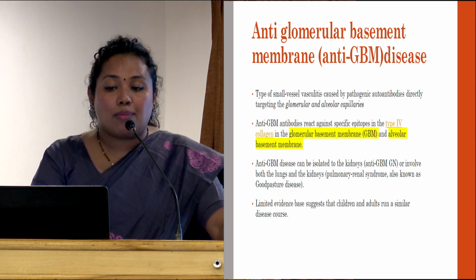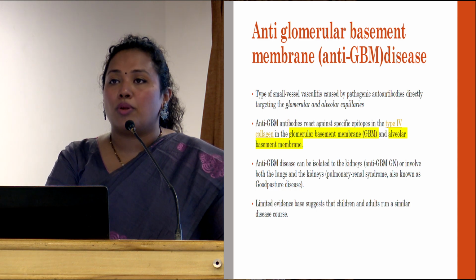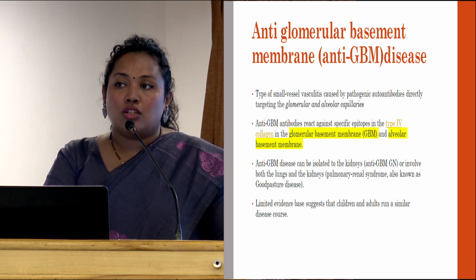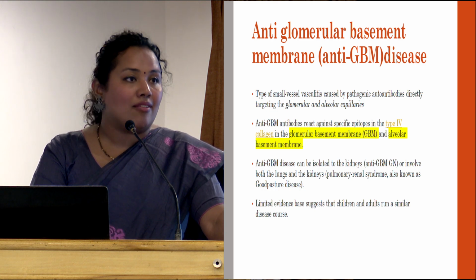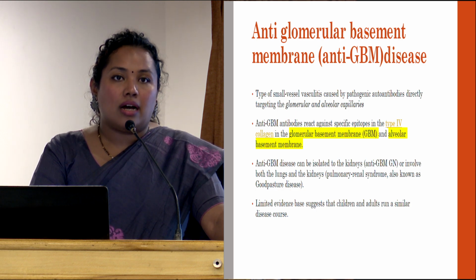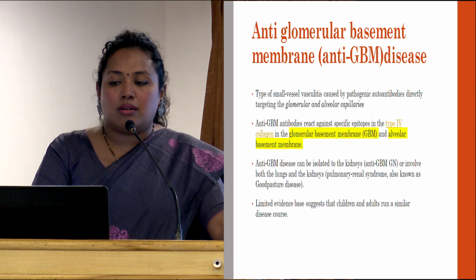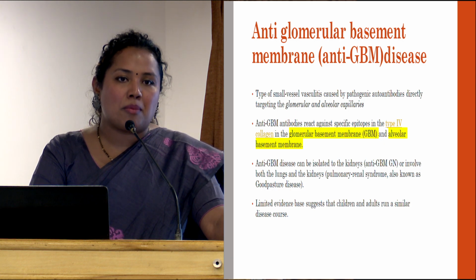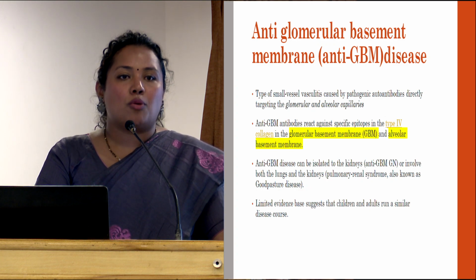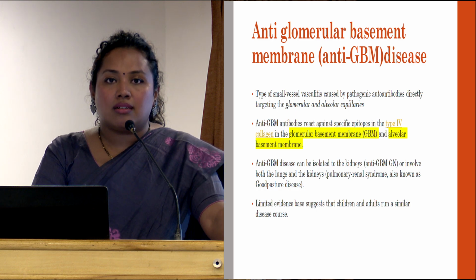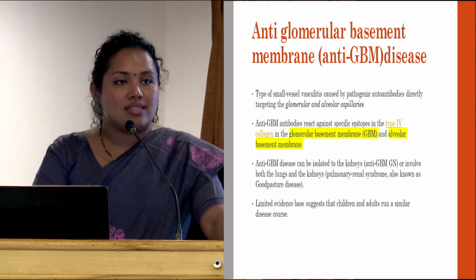Anti-GBM disease is a type of small vessel vasculitis which is caused by pathogenic antibodies that target the glomerular and the alveolar capillaries. So these antibodies target the type 4 collagen which is present in the glomerular basement membrane and alveolar basement membrane. I think we all are aware of this condition when involving both the alveolar basement membrane and glomerular basement membrane. It's called pulmonary renal syndrome. Patient presents with hemoptysis as well as hematuria. There is limited evidence suggesting that all age groups are affected and have a similar disease course.